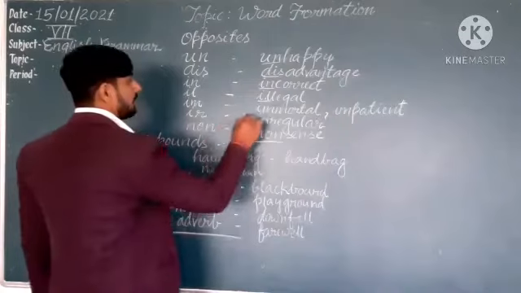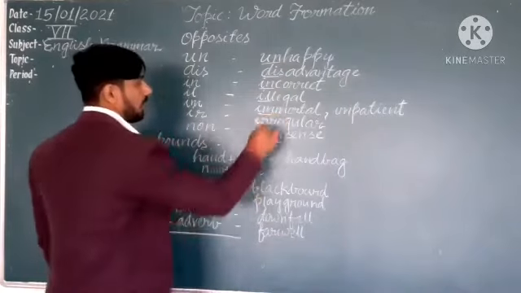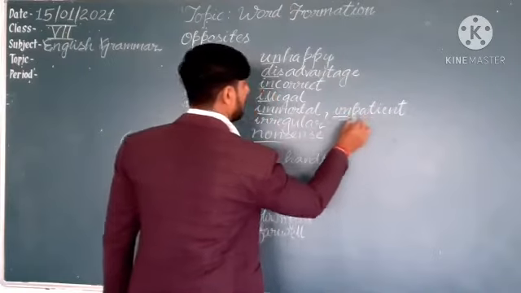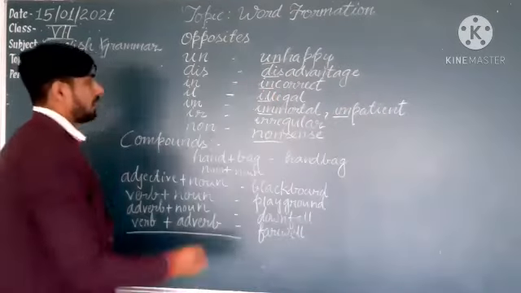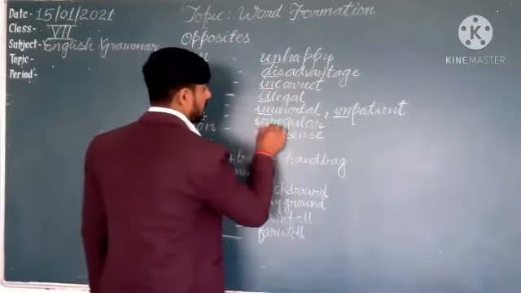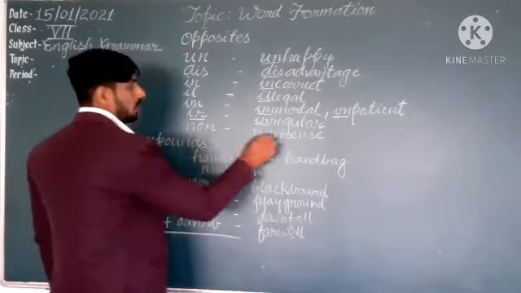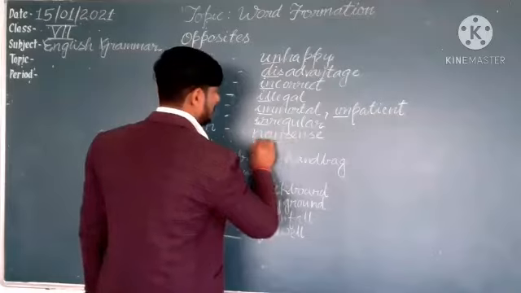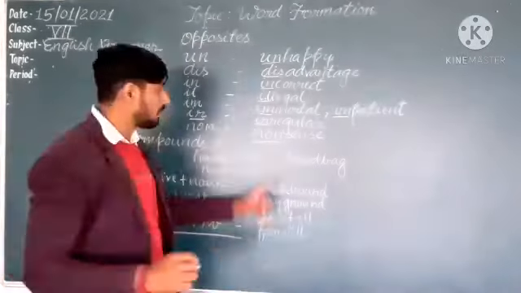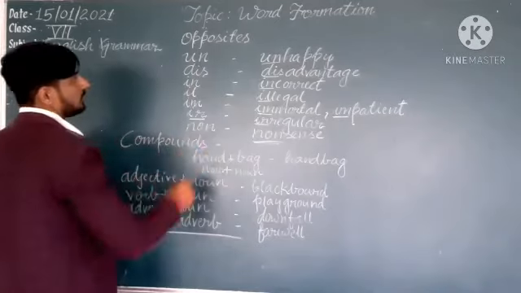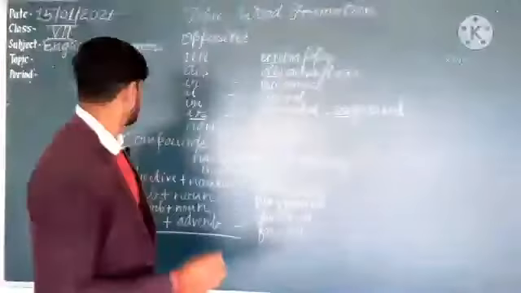So you are getting im before the letters m and p. Understand? Irregular, we are adding ir before the word regular. Nonsense, we are adding the prefix non before the word sense. Understand? So in this way we make opposites.